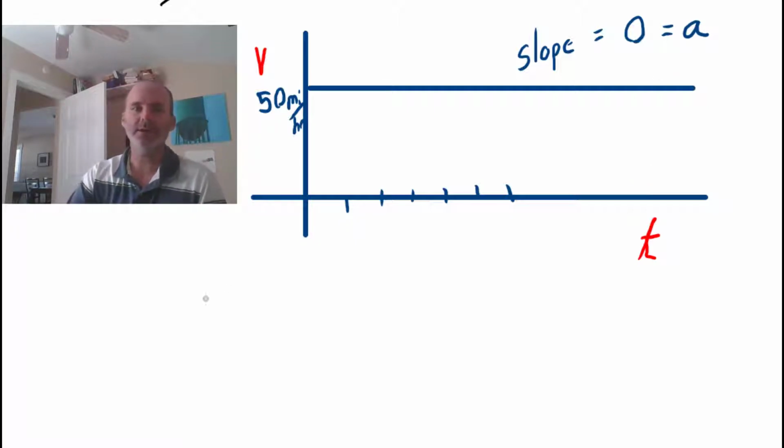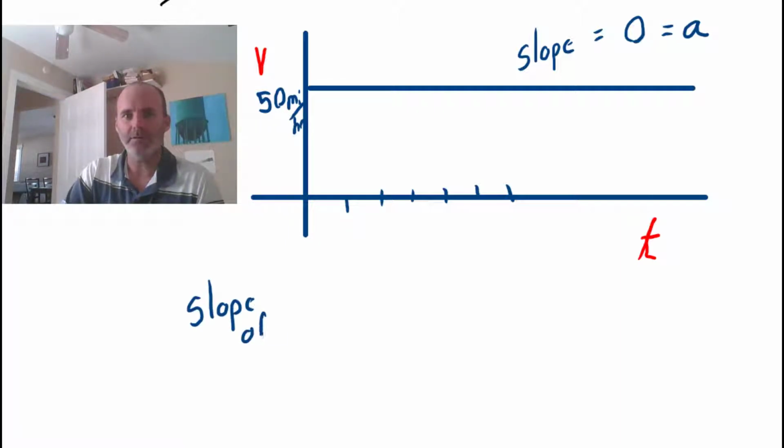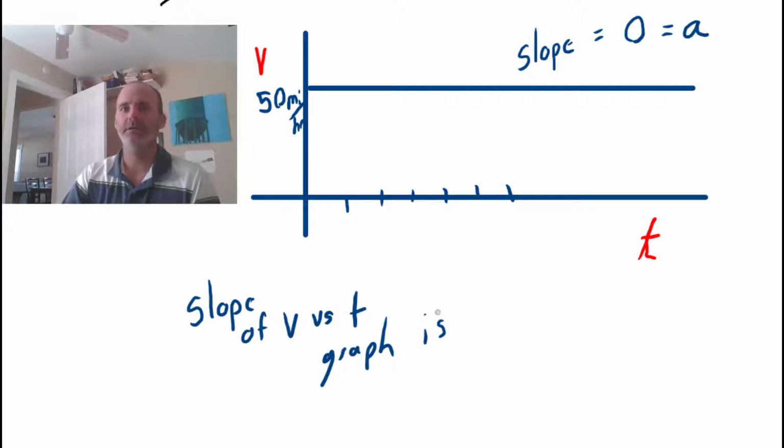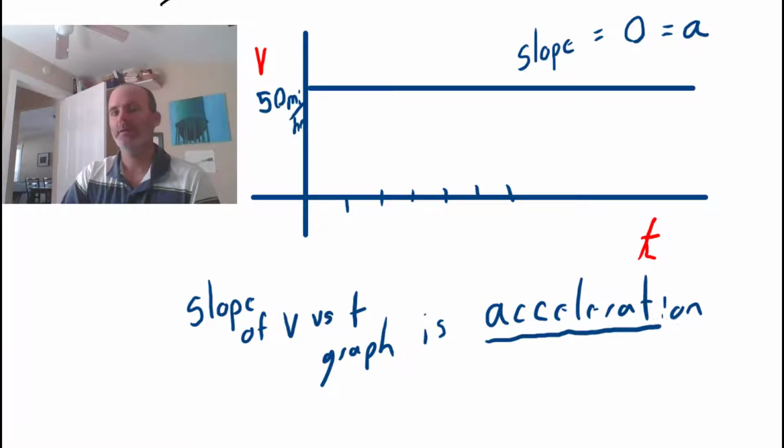So this is a big key point here: the slope of a v versus t graph is acceleration. That is a huge concept that we need to grasp here.